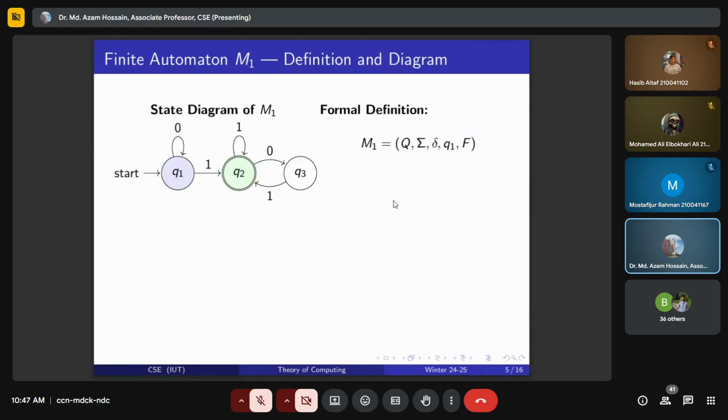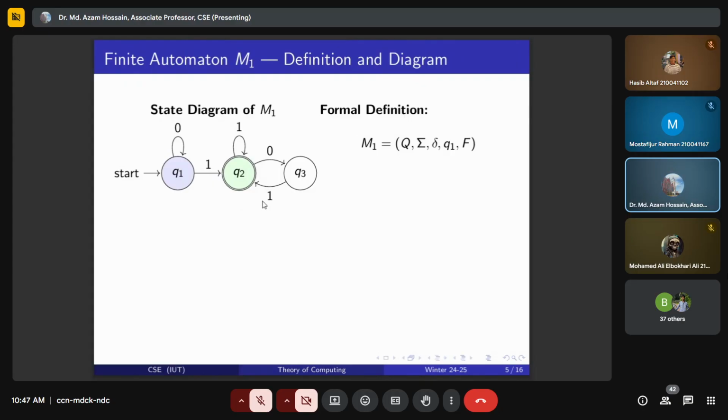Okay, so I will request you, my dear students, to try to understand what language this machine, this finite state machine M1, accepts. This is our task. We want to define the language that is being generated or accepted by that machine.